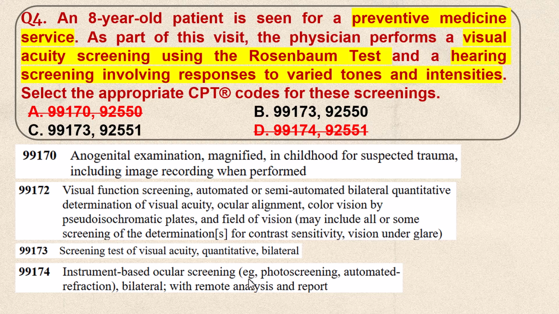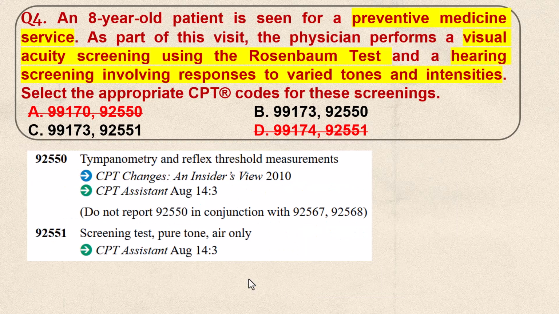So let's find the second code. So when you go to the second code, you can see 92,550 is tympanometry and reflex threshold measurements. 92,552 is screening test, pure tone, air only. In this case, you can see hearing screening involving responses to varied tones and intensities. So that is coded here, screening test, pure tone, air only. So the second code will be 92,551. So the correct code will be answer C.